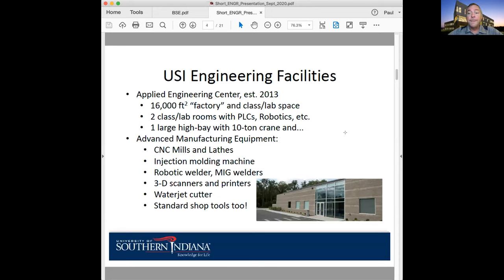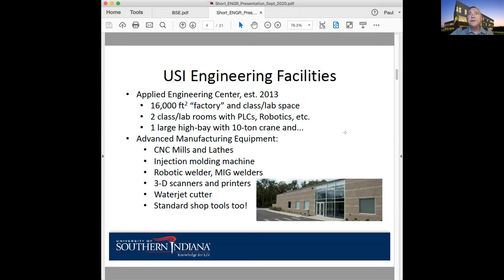So lots of labs there in the Business and Engineering Center, but we also have our Applied Engineering Center. Now this is a 16,000 square foot building, which is pretty much like a factory. Most of the space is just open and contains a lot of our advanced manufacturing equipment. Although we do have two classrooms / labs, that's where some of our automation and instrumentation equipment exists.